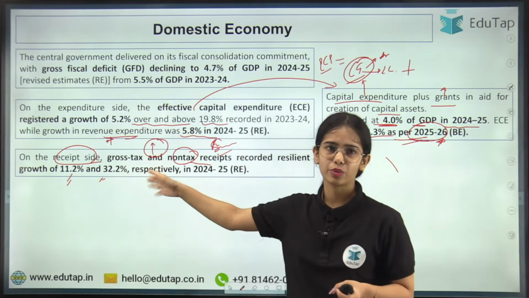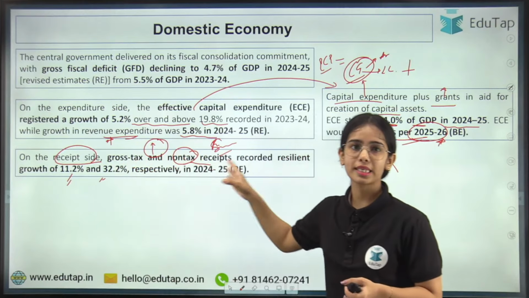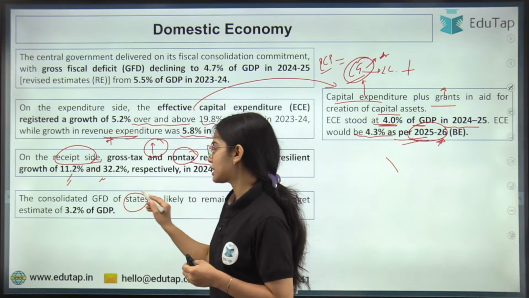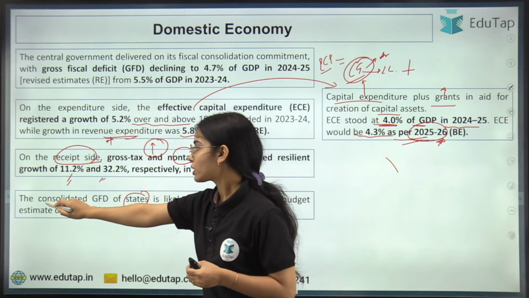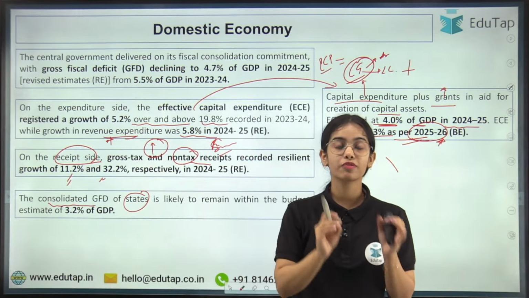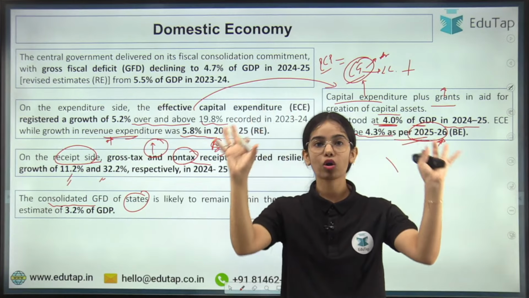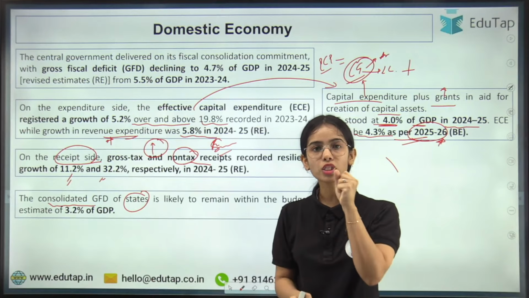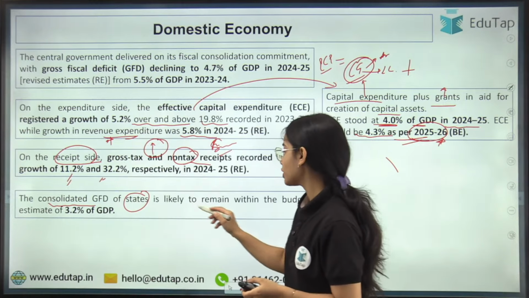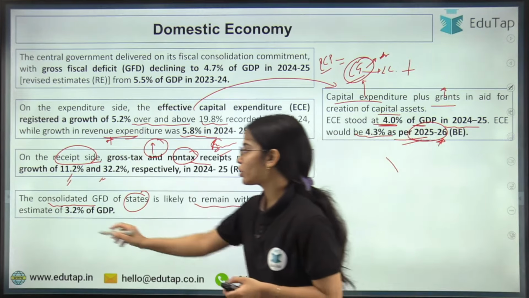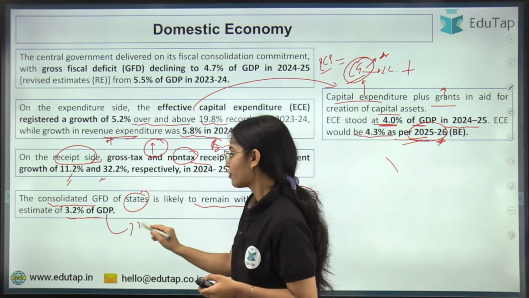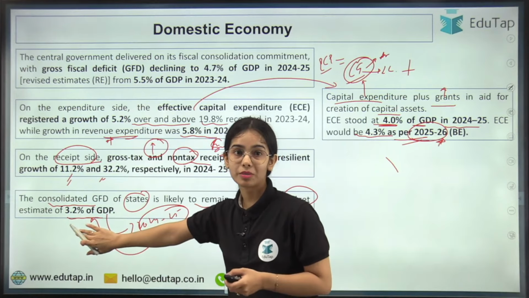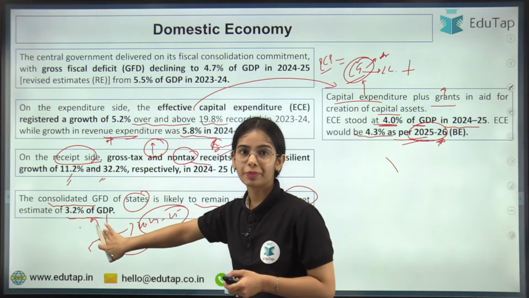You can ignore it, but just the gross tax and non-tax receipts of the government has increased. Now coming to the states. This is for the central government. Now consolidated gross fiscal deficit for the states. If we take all the states together, the combined gross fiscal deficit of the states is likely to remain within the budget estimate of 3.2% of the GDP for 2024-25.